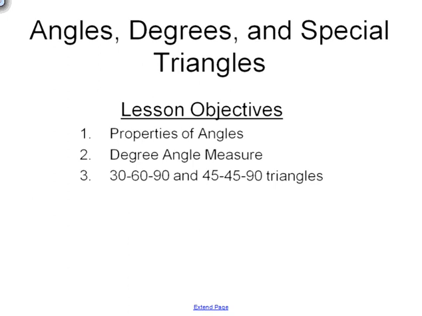Alright, so today we are starting our first lesson talking about angles, degrees, and special right triangles. So you can see here lesson objectives would be properties of angles, degree angle measure, 30, 60, 90, and 45, 45, 90 triangles.